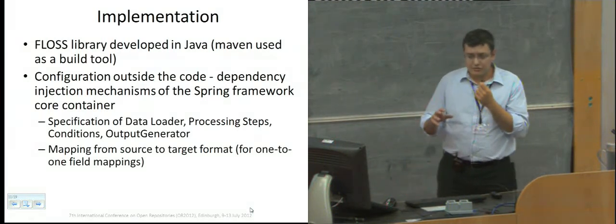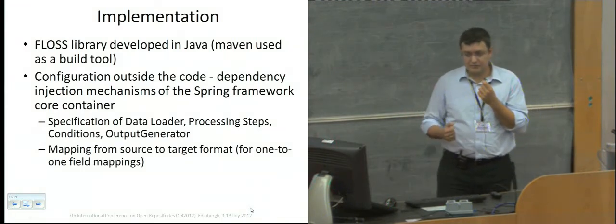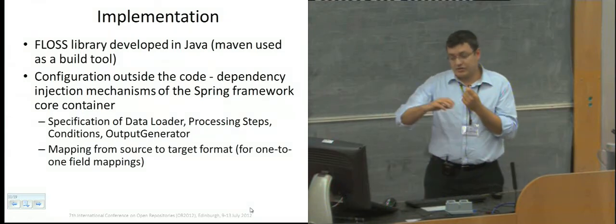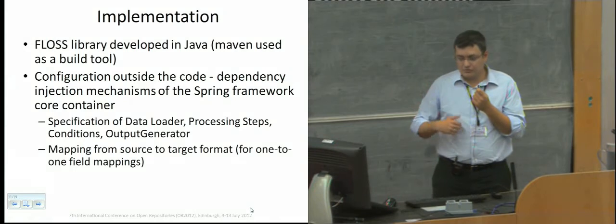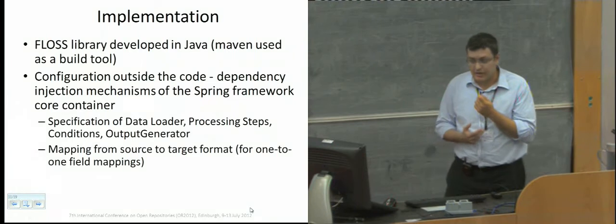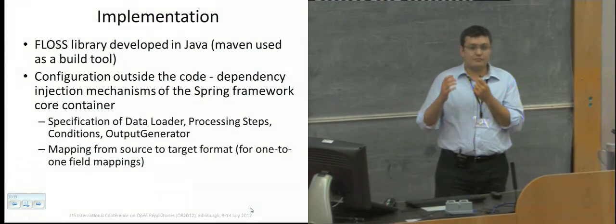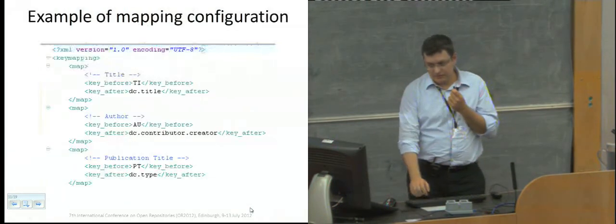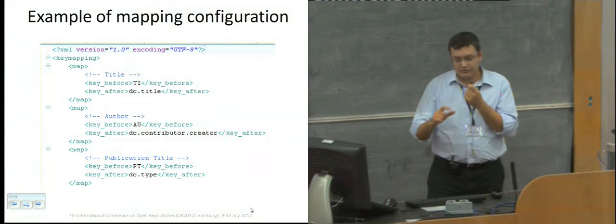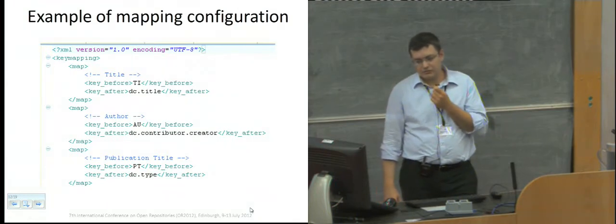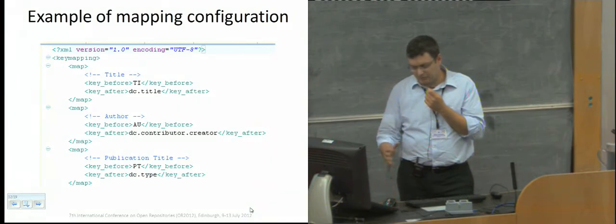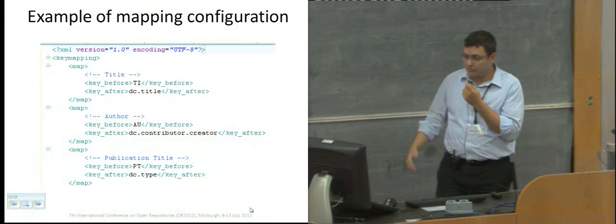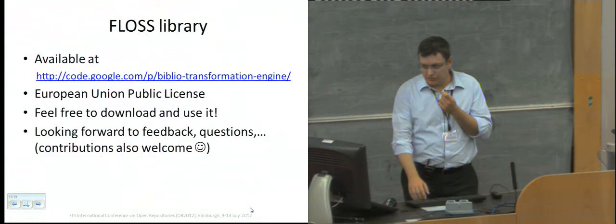An important part is that there is configuration outside the code using the common dependency injection mechanisms of the Spring framework. So before running the transformation, one, outside the code, is able to specify which data loaders will be used, which processing steps, which conditions, which output generator. And also, we have facilities to enable the configuration of the mapping between the source and the output format. So all that is done outside the code. For example, we see a little fragment of a mapping specification. This is, I think, from EndNote to Dublin Core, to the default DSpace schema. And you see, for example, that TI goes to DC title, AU goes to contributor creator, and so on. So it's easy to configure that.